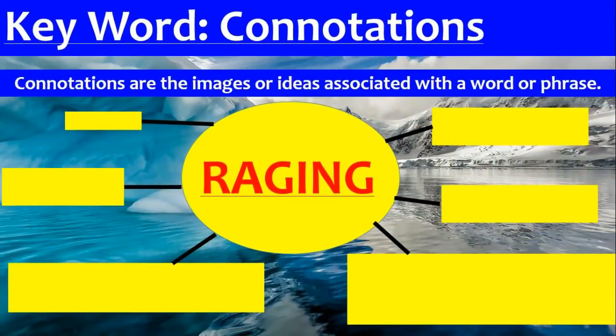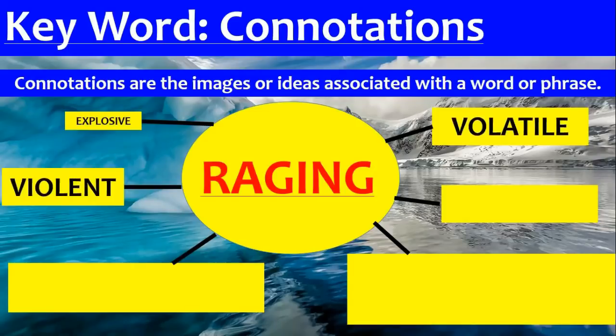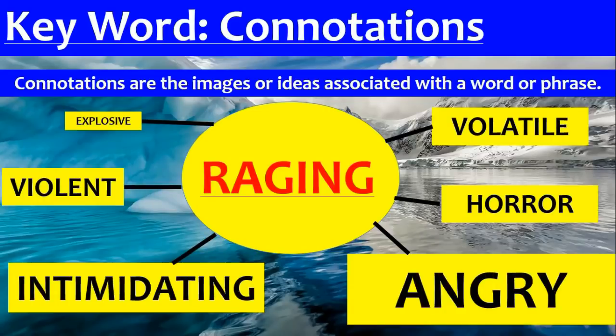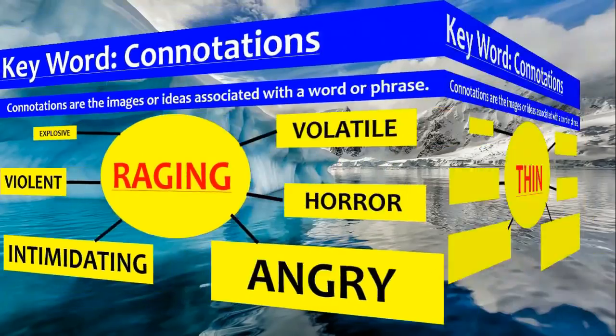So what do connotations mean? Well, the connotations are the images or ideas associated with the word or phrase. So what would I associate with raging? Well, I'd probably associate these things: explosive, volatile, violent, horror, angry, intimidating. All these things are connotations of the word raging. So when the writer has used that word, these are the things that they want the reader to get into their heads.